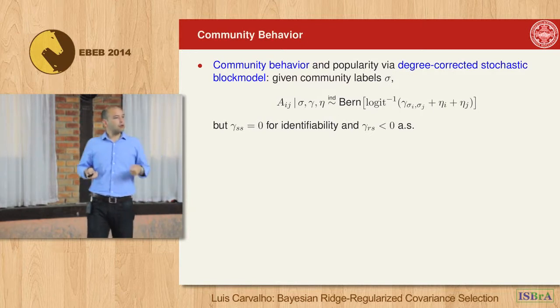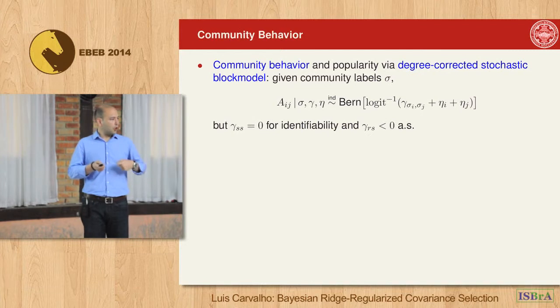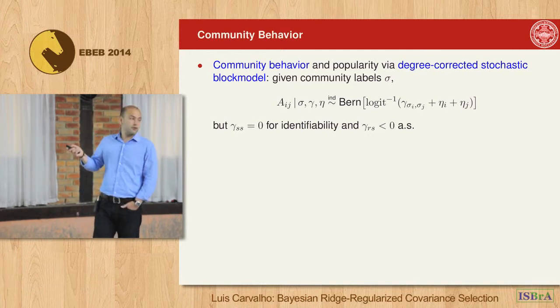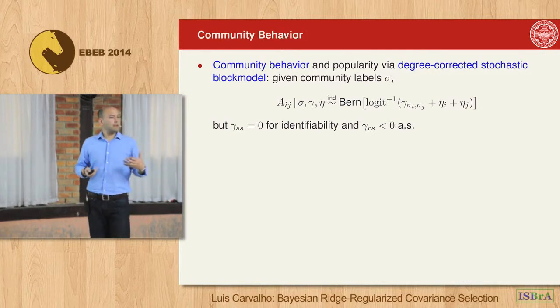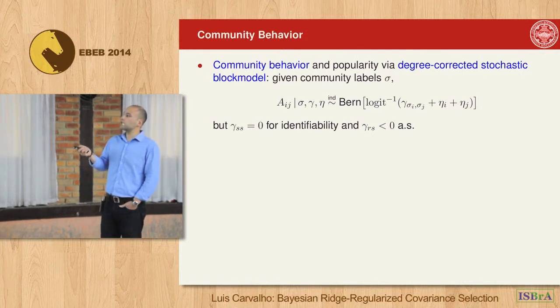And then we also correct for the fact that some nodes or some components might be more popular than others by fitting specific intercepts for each one of the nodes. So that's how we correct for the popularity. So we have terms to correct for the popularity and a term which is more important that captures this community behavior. To guarantee that you have this community behavior, then you set some constraints.